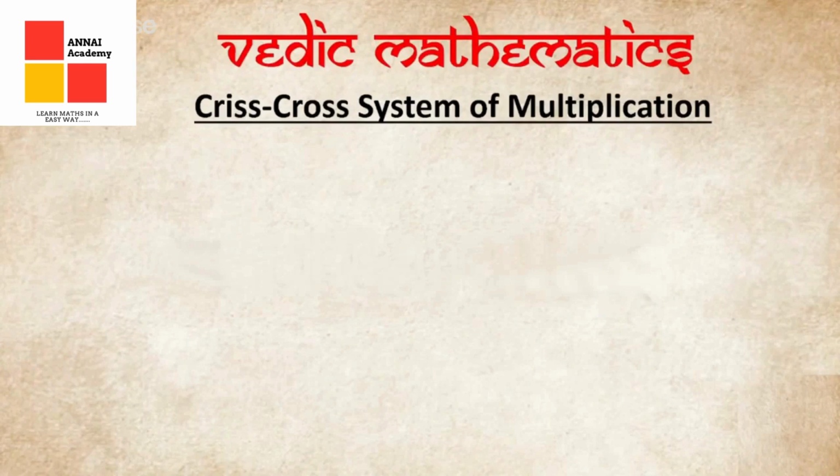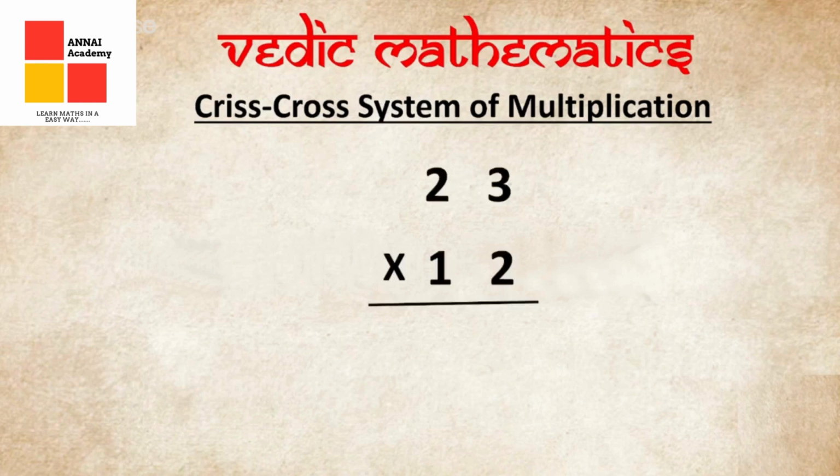Vedic Maths explains to us how we can easily multiply two-digit numbers by the criss-cross method. So let's see the example. We have to multiply 23 by 12. The two numbers that we have to multiply.